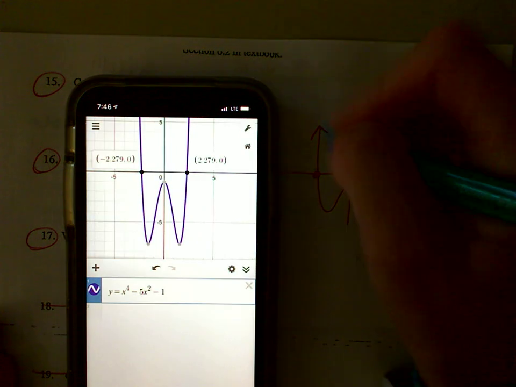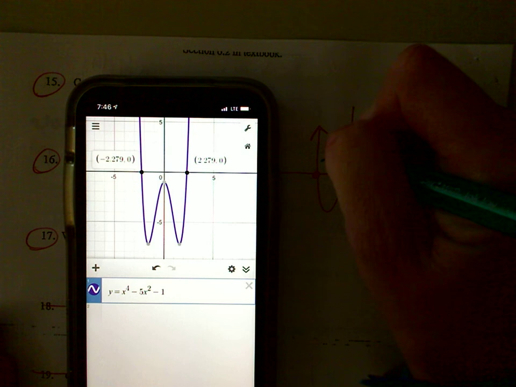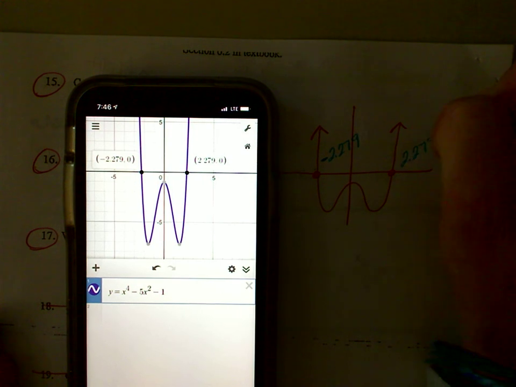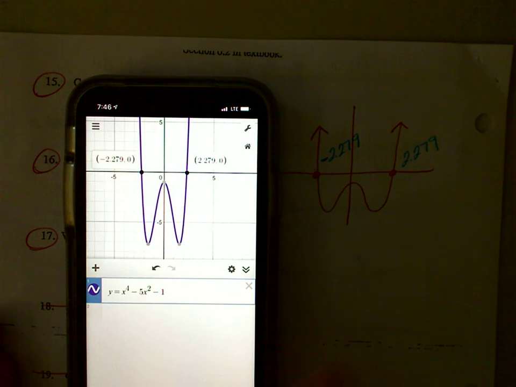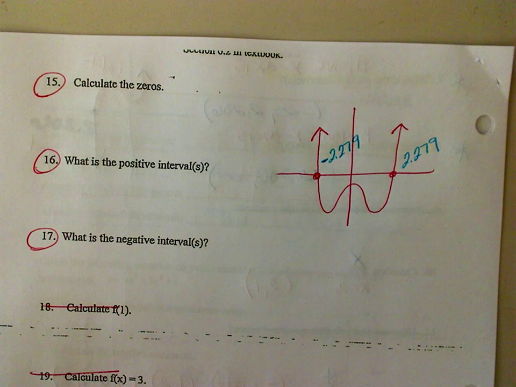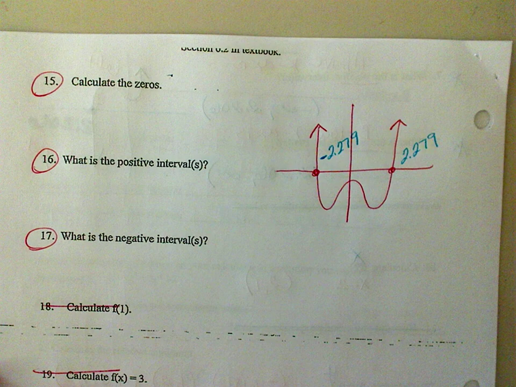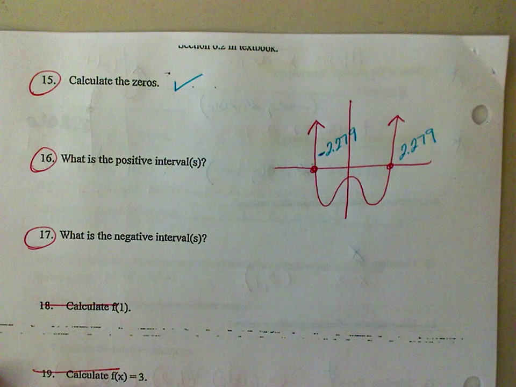Okay, so I have one at negative 2.279 and then positive 2.279. Now I don't need this anymore. I just needed that to find the zeros. Okay, so I'm done with that.